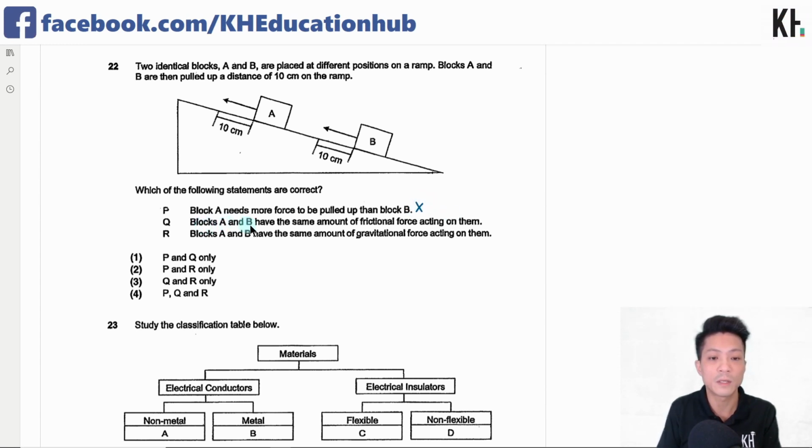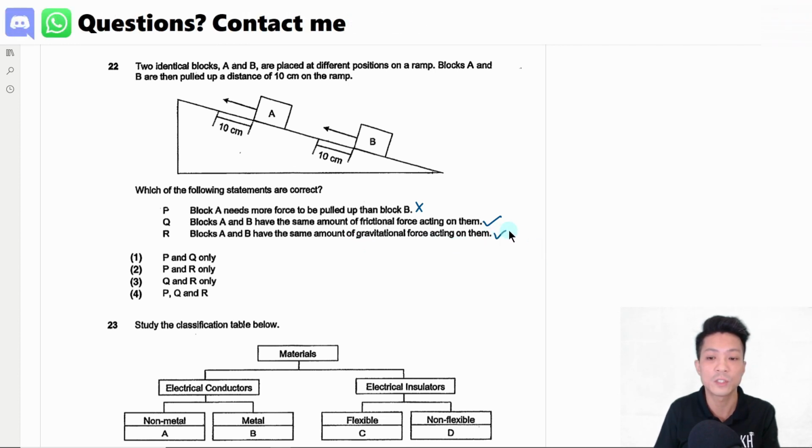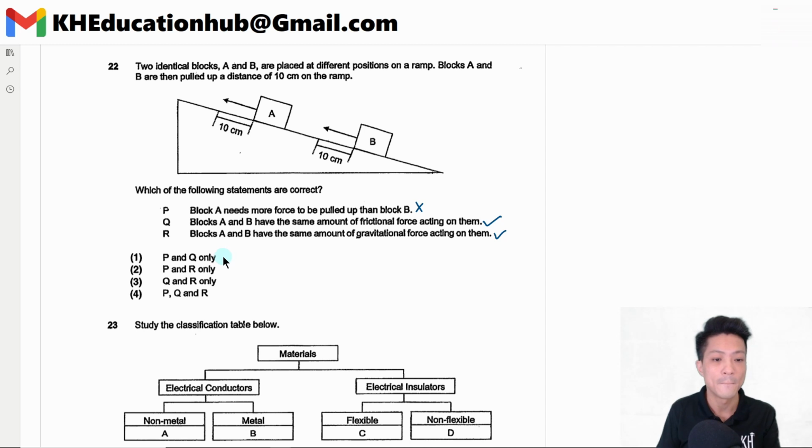For Q, blocks A and B have the same amount of frictional force acting on them. Yep, because they are on the same surface and they are identical blocks. For R, blocks A and B have the same amount of gravitational force acting on them. Yep, gravitational force is considered equal for all objects. So the answer should be Q and R, number 3.